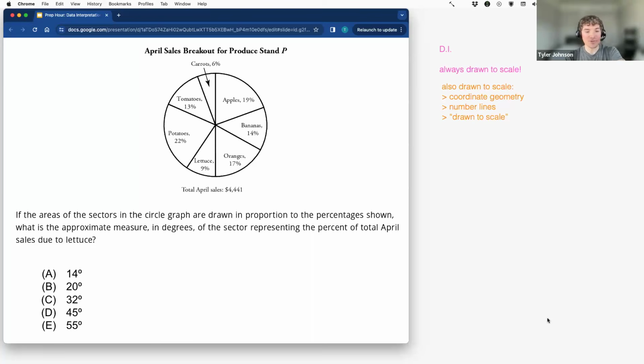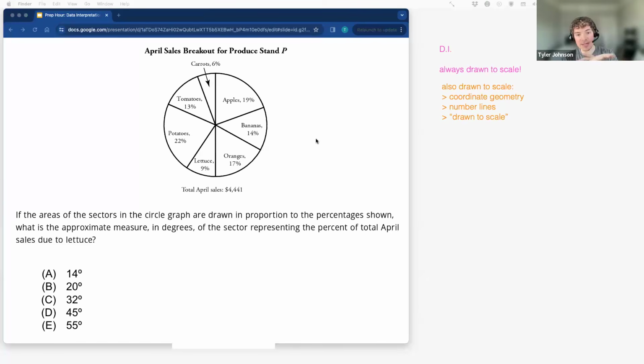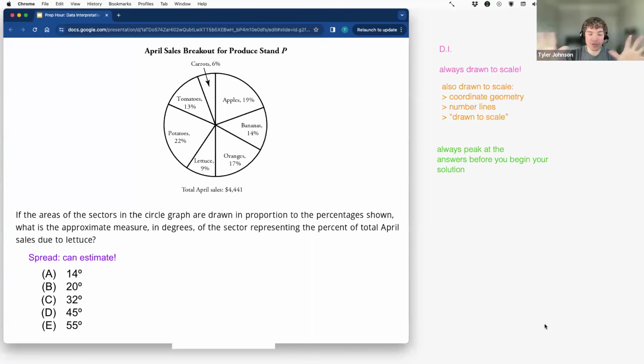All right, it's been about 3 minutes, so we'll take a look at the solution here. And one piece of advice I have for the entire quant section, not even just data interpretation specifically, but every quant problem: always peek at the answers before you begin your solution. Because what I'll see here is there is a good amount of spread in the answer choices. They run from 14 degrees at minimum all the way up to 55 degrees at maximum. And when things are spread out like that, that indicates that you can estimate and be okay.